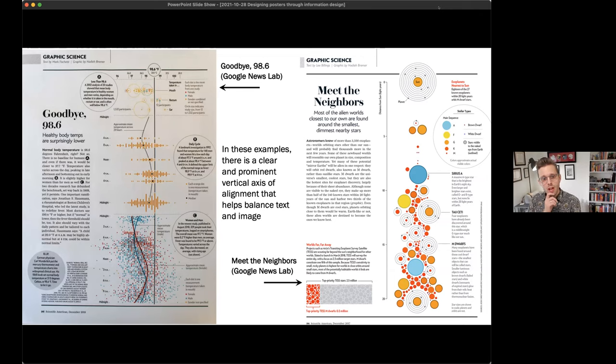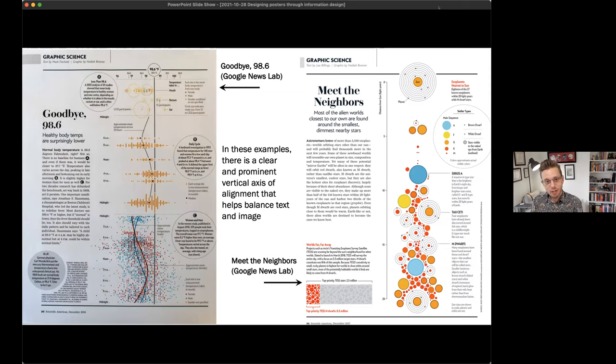Another very common strategy in composition is to exploit axes of symmetry. On the two examples on the screen here, we have a very clear vertical axis of symmetry where there's a prominent visual, a figure that sits in the middle of the page. And that figure extends from the top of the page to the bottom of the page. And then the space on the left and right side of the figure is used for text.